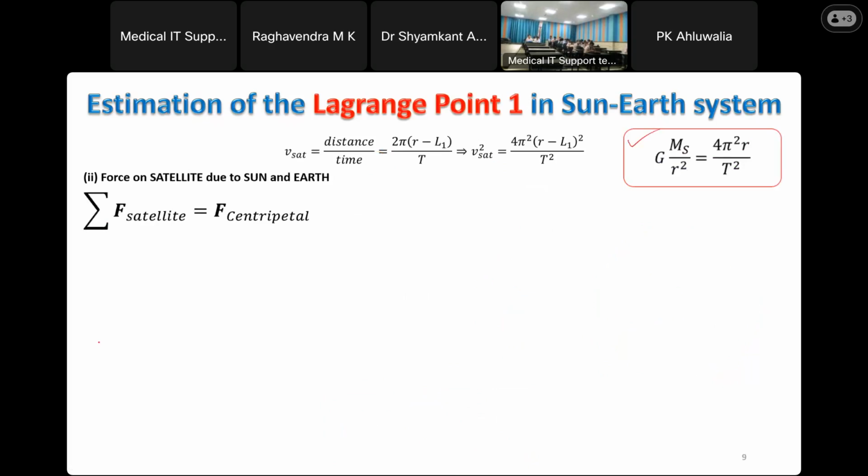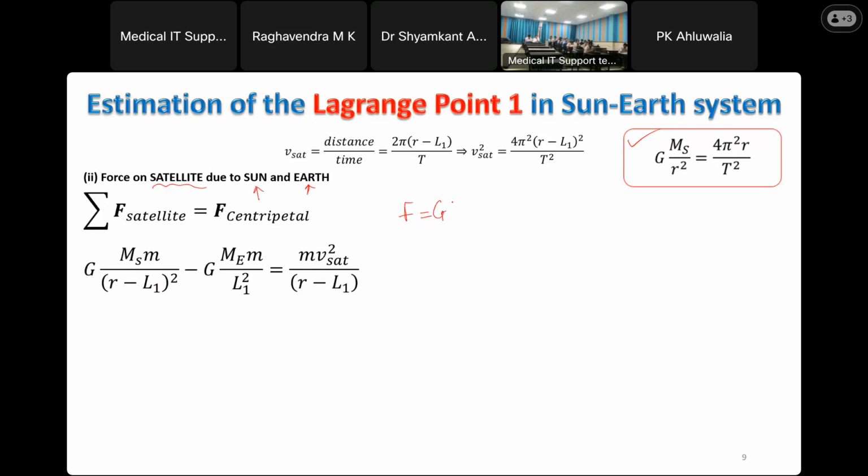Now we want to calculate the force on satellite. So force on satellite we want to calculate because of Sun and Earth. So here there are two forces that we have to account for. The gravitational force of attraction F is equal to G into m1 m2 upon r square. So here we have to consider mass of Sun into mass of satellite divided by the distance between two.